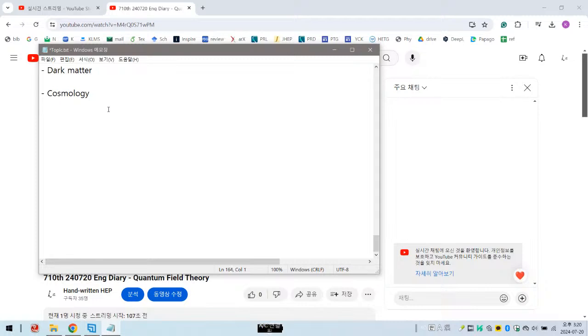Okay. Now I'll talk about today's topic. So today I will talk about quantum field theory. As I already mentioned in the previous video, quantum field theory is the combination of special relativity and quantum mechanics. And the goal of quantum field theory is to obtain the probability amplitude from the initial state to the final state. And this can be obtained from the Feynman diagram.